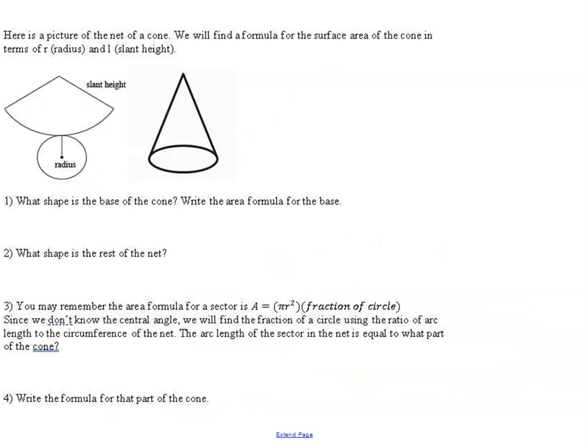Now we'll go on to the cone. So here's a picture of the net of the cone. We will find a formula for the surface area of the cone in terms of r, radius, and slant height, L. Okay, so that slant height becomes the radius of this shape here, which you might remember is a sector of a circle. Now that circle is different from this circle, right? This circle has a radius of r. This sector has a radius of L. This circle goes with the base.